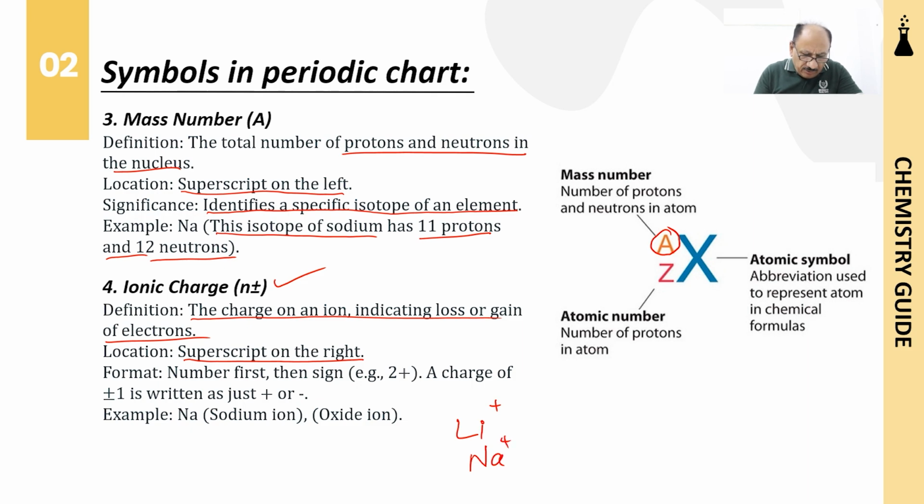So the format, the number will be first. If it is 2 plus 1, we can just write like this. If it is positive 2, we can write +2 like this one. And plus or minus 1 we can just write as plus or minus. So sodium ion will be also oxide.